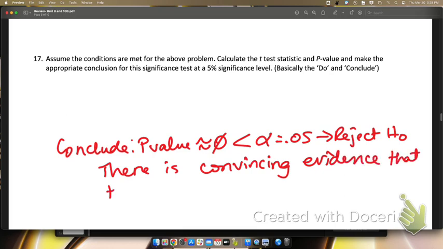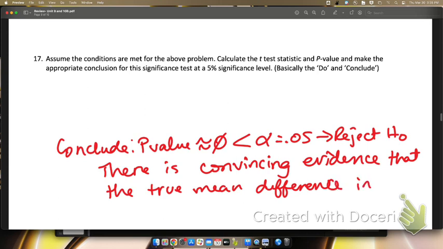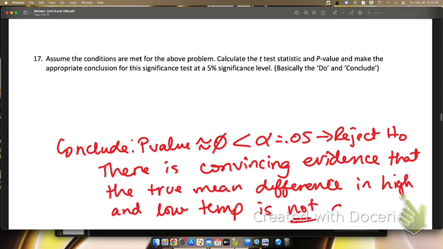that the true mean difference in the high and low temperature is not 0. We have very good evidence that the true mean difference is not 0. Obviously, our high and low did change, and it changed by a lot every time. So again, very silly, unrealistic example, but there it is.